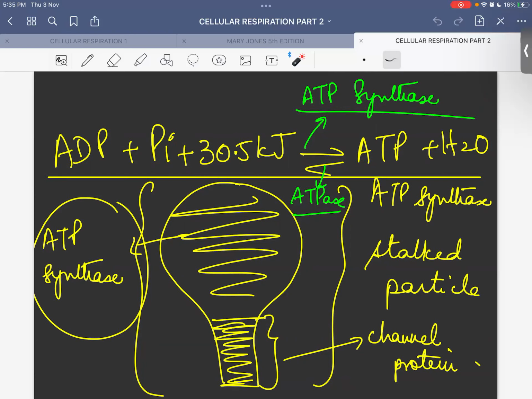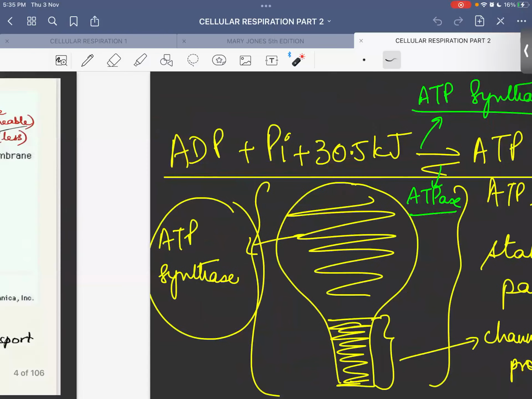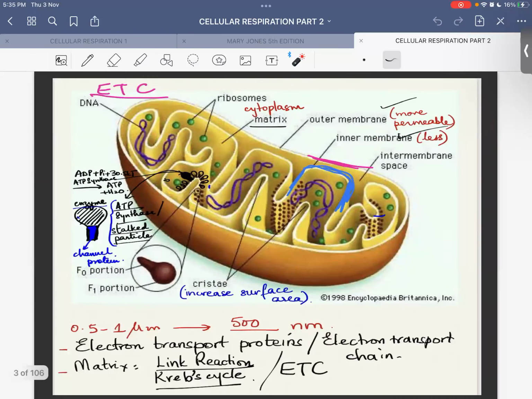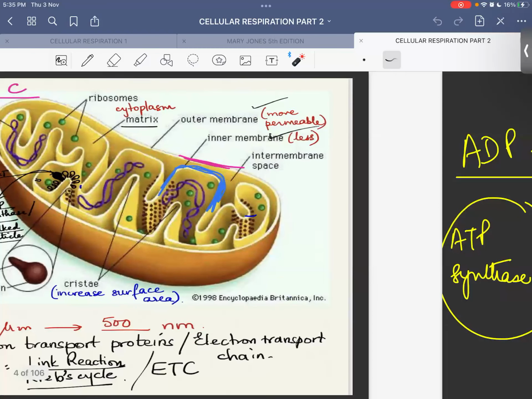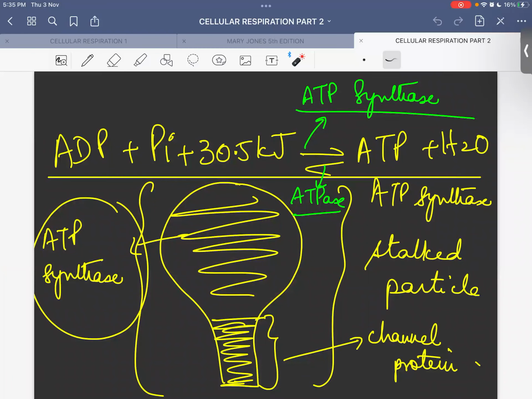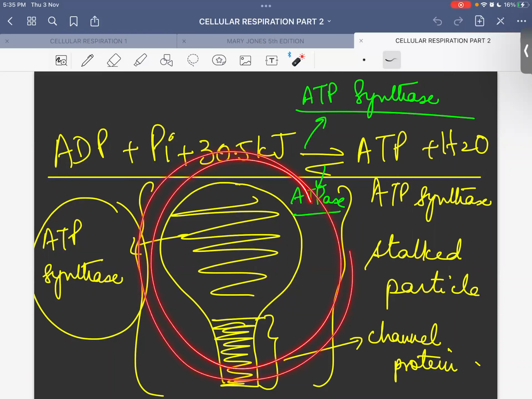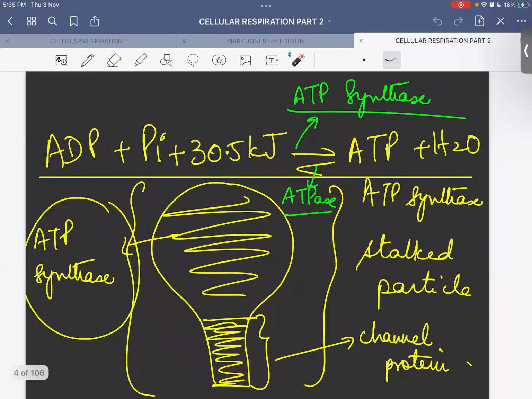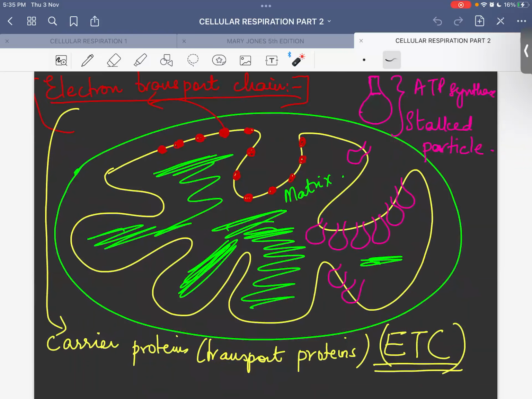Where is this happening? Exactly मैं अगर बताऊं तो कहाँ पे हो रहा है ये reaction? ये क्रिस्टी पे हो रहा है. आप क्यों बोलोगे कि ये क्रिस्टी पे हो रहा है अब्दुल्ला? Why? Why will you say that this reaction happens? Because हमारा stalked particle जो है वो तो क्रिस्टी पे लगा हुआ है. वो देखो. Now look at this. हाँ. Synthase is on the stalked particle और वो crystal पे लगा हुआ है.